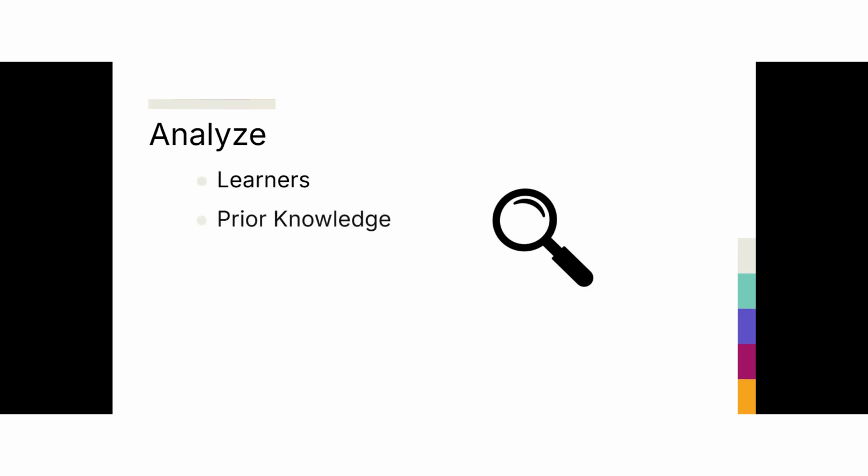Now, let's break down the 5 phases of the ADDIE model. The analyze phase focuses on understanding the learning problem. During this step, designers identify the learners, their prior knowledge, learning goals, and any constraints such as time or technology.